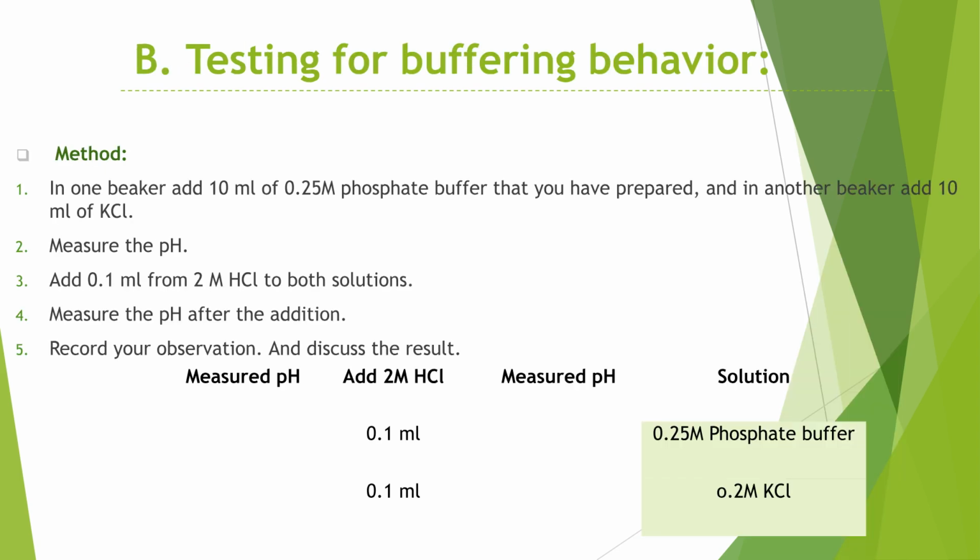For the buffering test, measure the pH of 10 milliliters of the prepared phosphate buffer and 10 milliliters of KCl solution. Add 0.1 milliliters of 2 M HCl to both. Measure the pH again and record your observations.